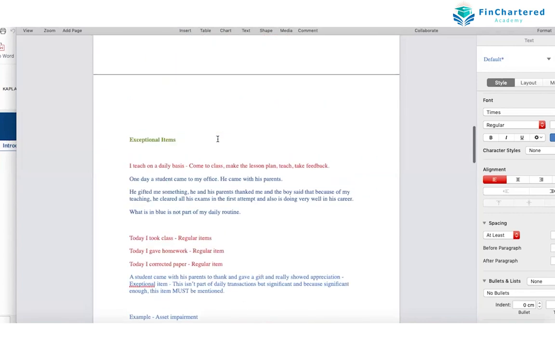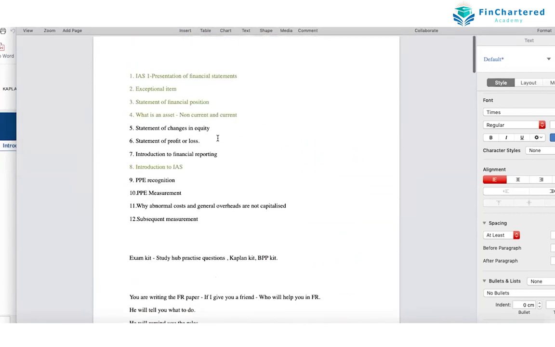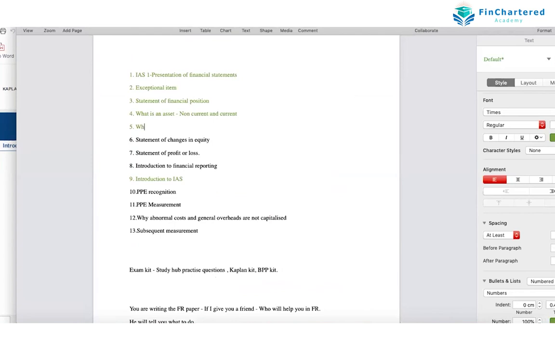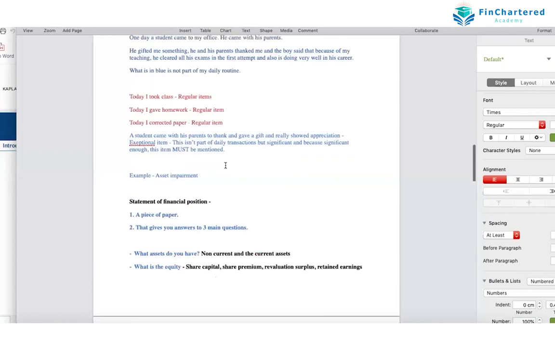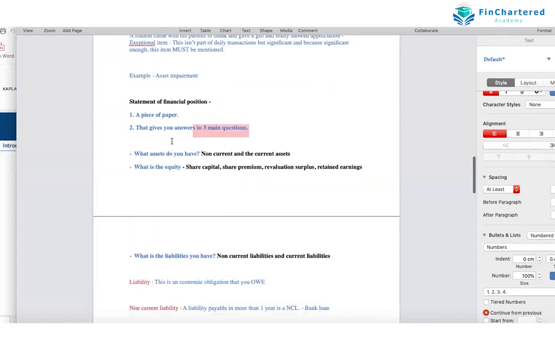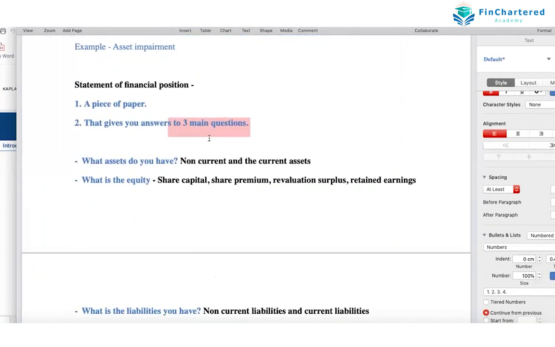So again, if you go back to my index, I've done presentation of financial statements, exceptional items, statement of financial position, what is an asset, what is a liability, along with non-current and current, with the examples we have seen. But again, what is a statement of financial position? Only one sentence answer. This is a piece of paper that gives you answers to 3 questions. What assets do you have? What equity do you have? What liability do you have? This is the statement of financial position.